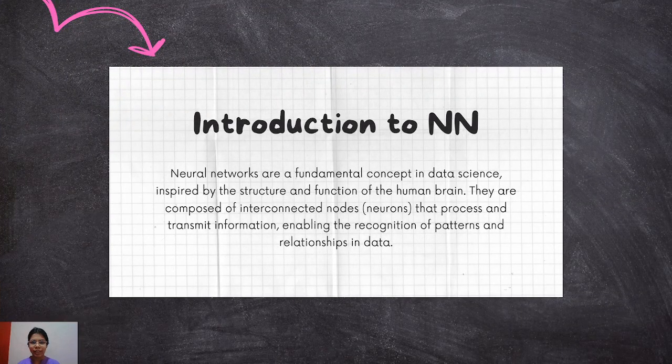Introduction to neural networks, which is also known as NN. Neural networks are a fundamental concept in data science inspired by the structure and functions of the human brain. They are composed of interconnected nodes that process and transfer information, enabling the recognition of patterns and relationships in data. A neural network is inspired by the human brain, in which the nerves are connected to each other for information, for whatever stimulus, reaction, action. It helps in recognition of patterns in the data sets, in high dimensional data, the relationship between data and the variables, tuning of hyperparameters and so much.